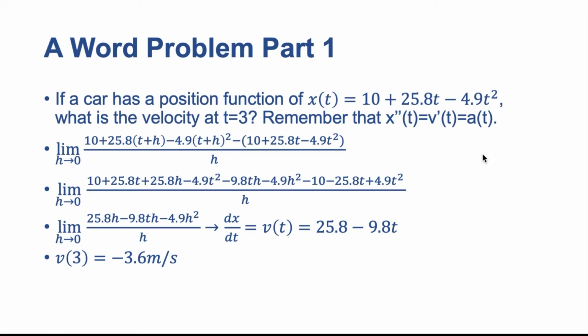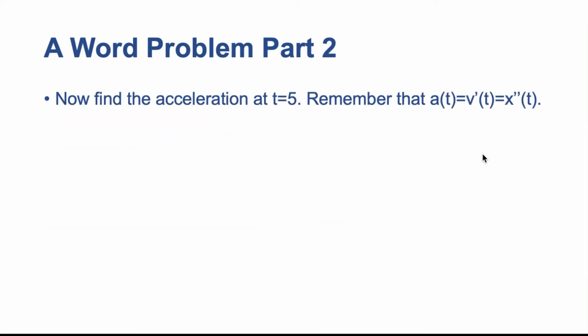Now let's go to the second part of our problem. They're telling us to find the acceleration at t equals 5. And we are told to remember that the acceleration function is equal to the first derivative of the velocity function. So we just found the velocity function. Now we are going to take the derivative of that again, and we are going to get the limit as h approaches 0 of (25.8 minus 9.8(t plus h)) minus (25.8 minus 9.8t) over h.